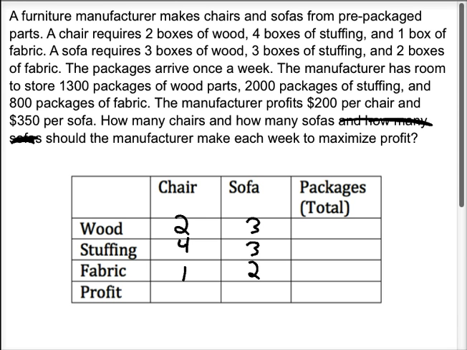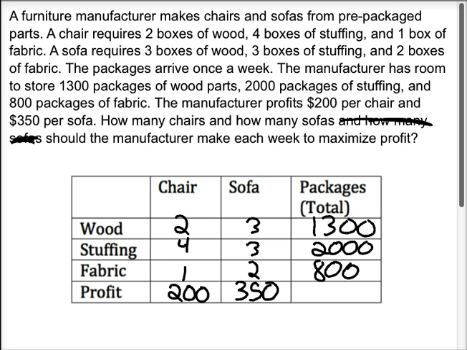They have room to store 1,300 wood parts, so that's going to be my total for the wood. 2,000 stuffing packages, and 800 packages of fabric. He makes $200 per chair, $350 per sofa. And again, what we're looking for is we want to maximize that profit.